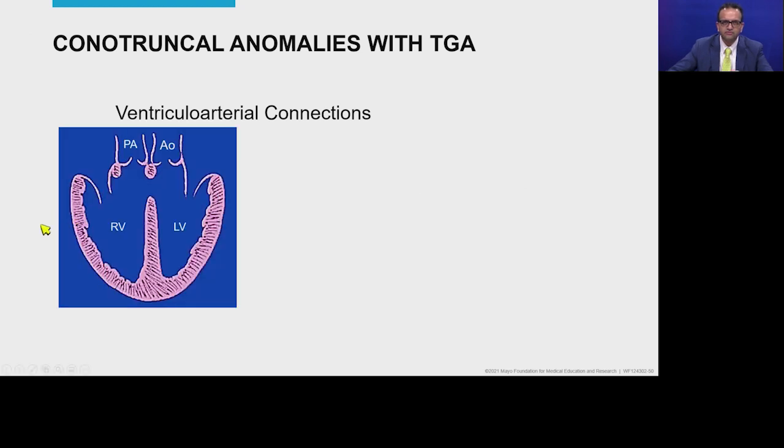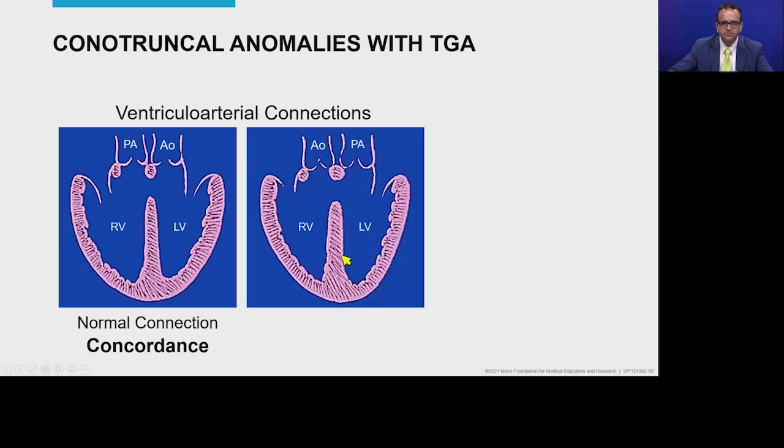So normally, the ventriculo-arterial connection is that the RV sends blood to the pulmonary artery and blood goes to the lung. And the left ventricle sends blood to the aorta and that goes to the rest of the body. So this is called a normal connection or concordance. If there is a discordance in this ventriculo-arterial connection, that would mean that the right ventricle, instead of sending blood to the pulmonary artery, is sending blood to the aorta, and the left ventricle is sending blood to the pulmonary artery. That is going to be transposition, and that is going to be discordance.